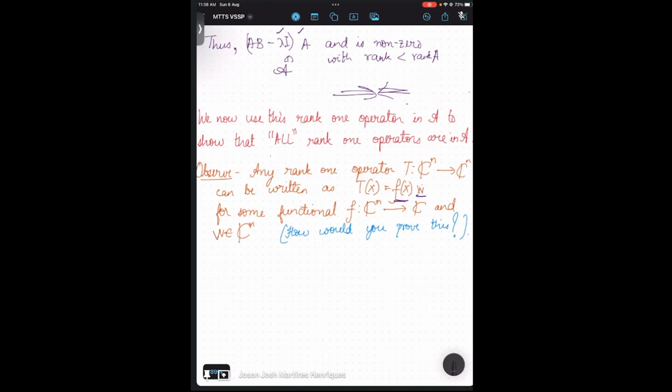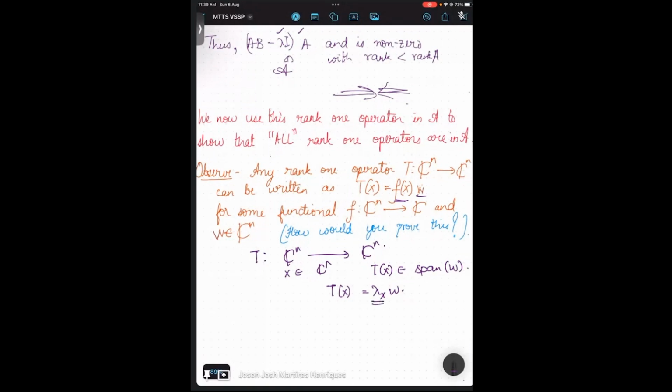So let's make this more precise. I have a linear operator T from Cn to Cn, and I know this is a rank 1 operator. In general, I'm trying to extract out the structure of these rank 1 operators. So I know that for any x in Cn, Tx is always going to be in the span of some fixed vector w, right? So Tx is always going to be some lambda x times w, where the scalar lambda x that I'm considering is going to depend on the input vector.